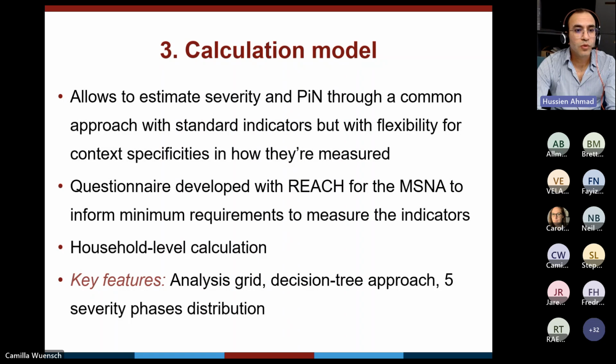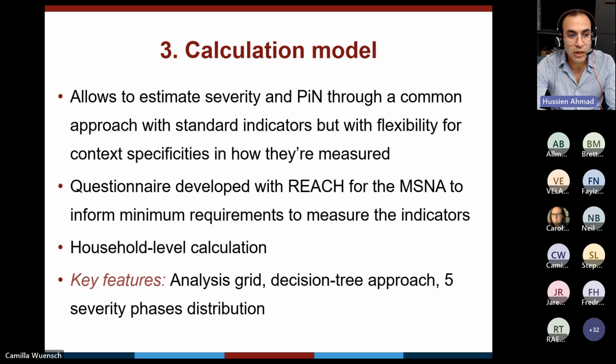The questionnaire was developed with REACH to inform the MSNA exercise for the next rollout of the HPC cycle. We have minimum requirements. We try to have minimum data collection to inform this methodology. In cases where we don't have MSNA, we have informed cluster teams in the countries what the minimum requirements of the data are, how to use the templates, and so on. And this will be further detailed in training sessions with the teams to use the tools.